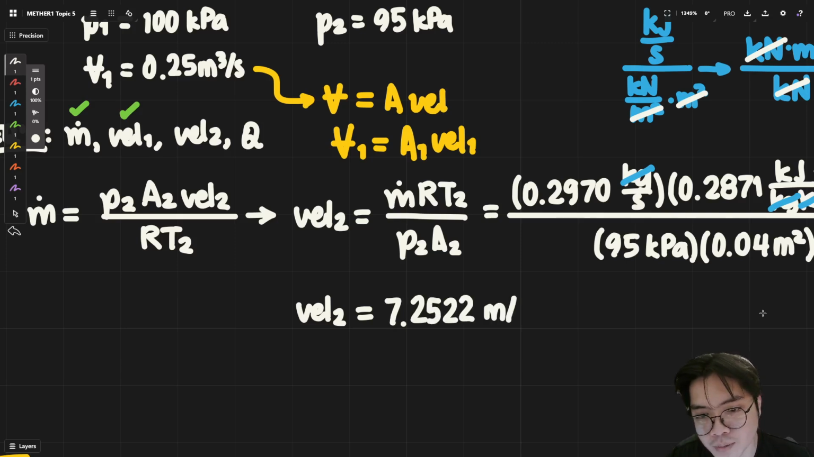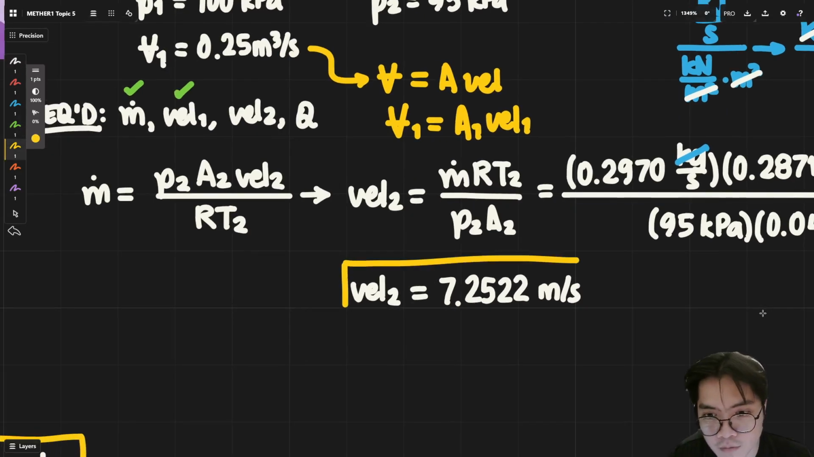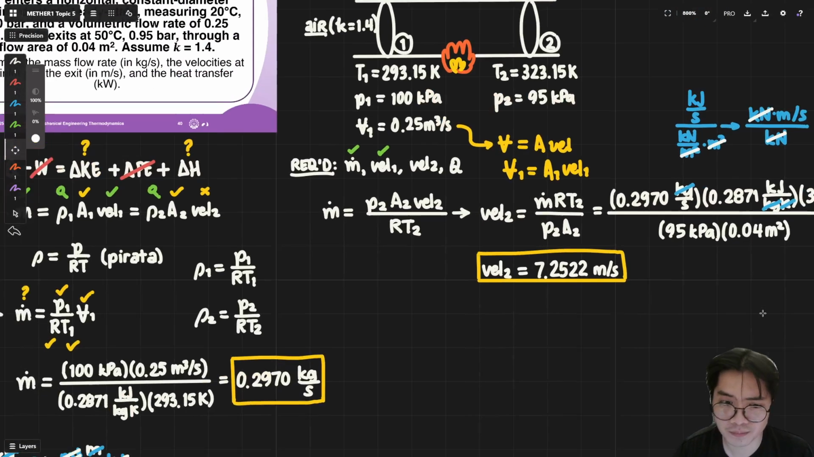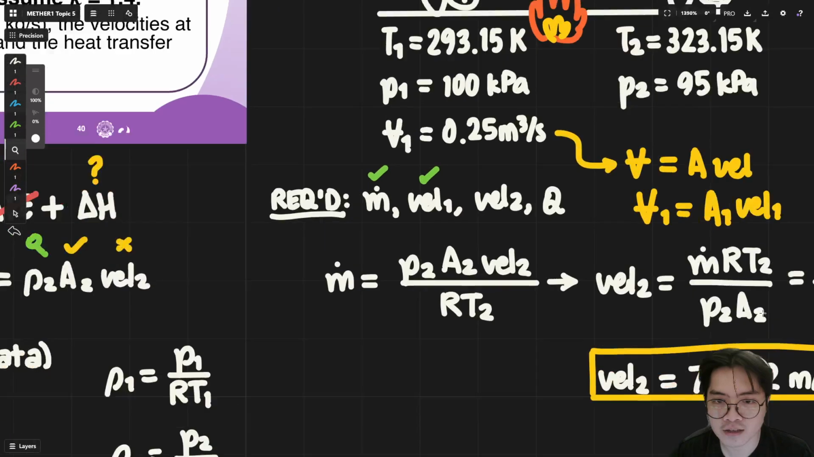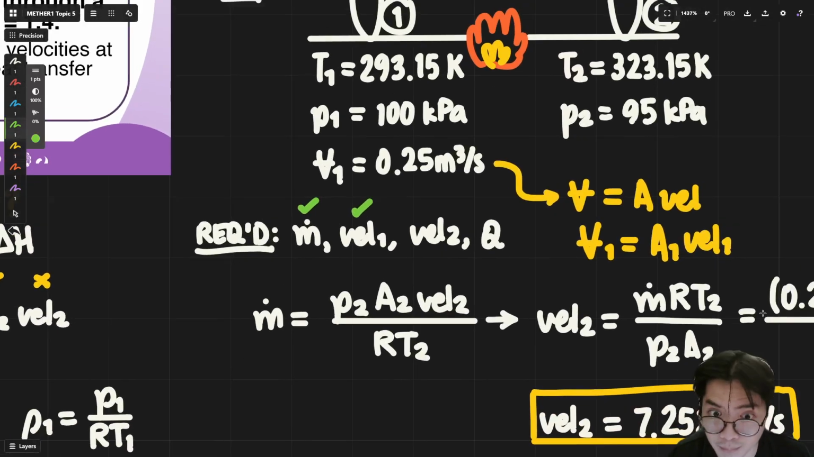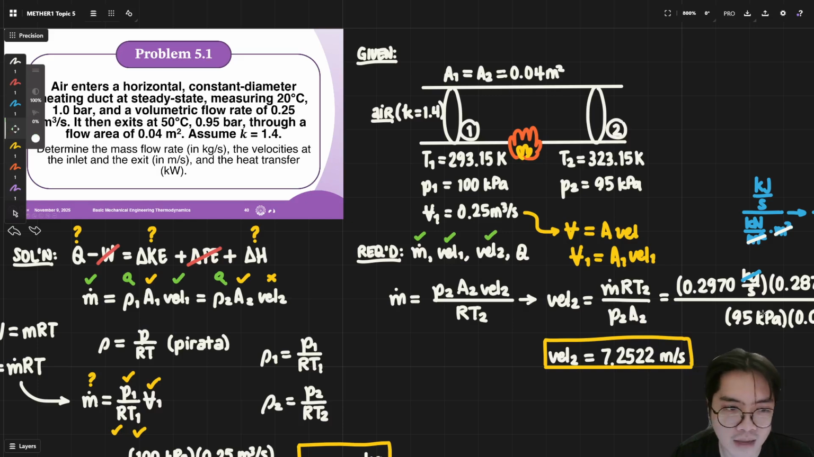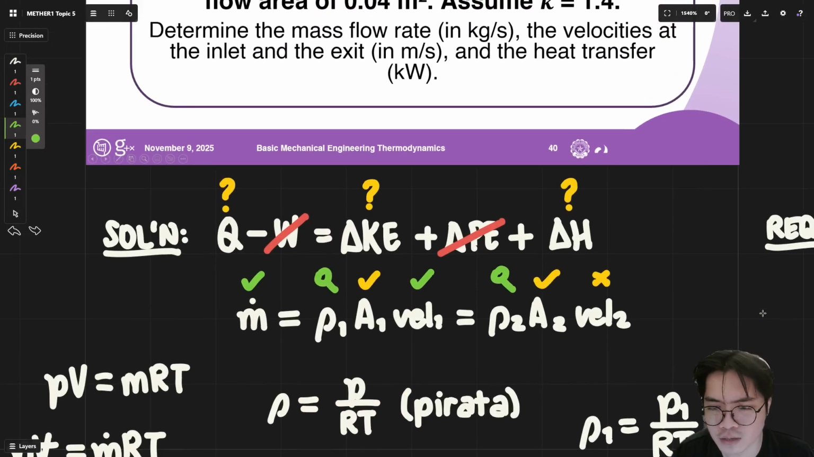7.2522 meters per second. This is our vel2. Again, I'm using 4 decimal places just for accuracy. Okay? And then, finally, we now have enough, or maybe we now have enough information to tackle Q. So let's go back and update our values in here. We now know vel2. We just computed vel2. If we know vel1 and vel2, we should now be able to detect our change in kinetic energy. Right? So that is something that we can find.